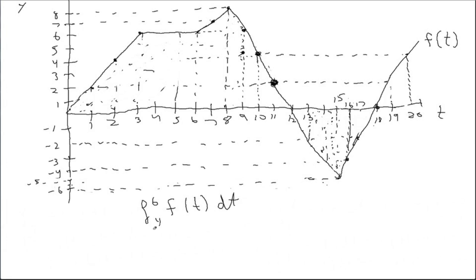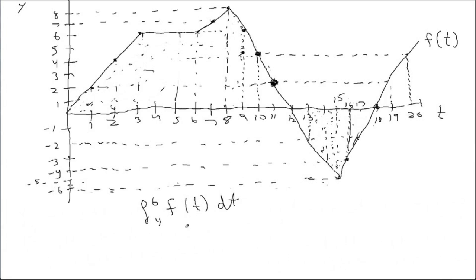Good. Now, what's the graphical interpretation of this definite integral? It's the area that's under the curve or above the curve. Yeah, area between the curve and the axis. It's the area between the curve and the axis, roughly speaking.